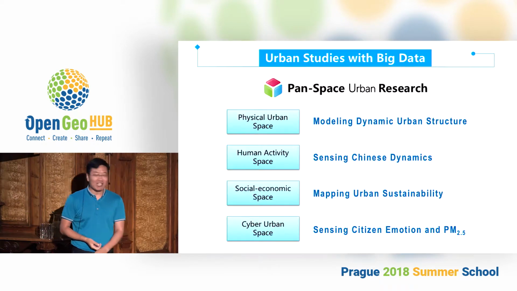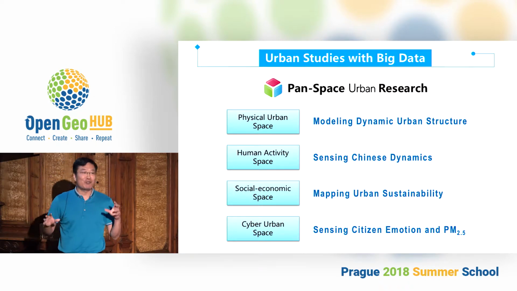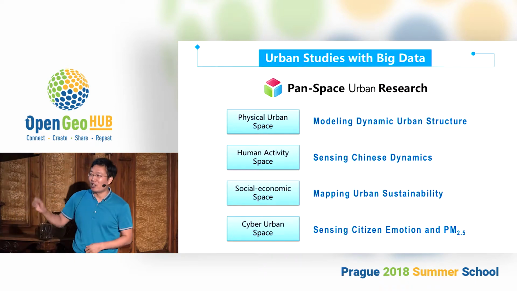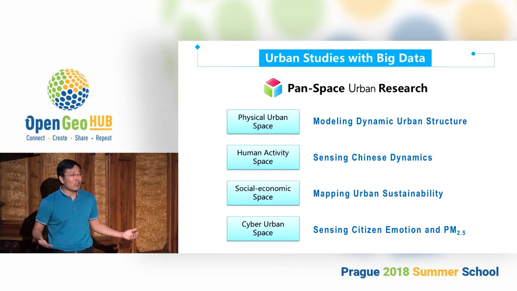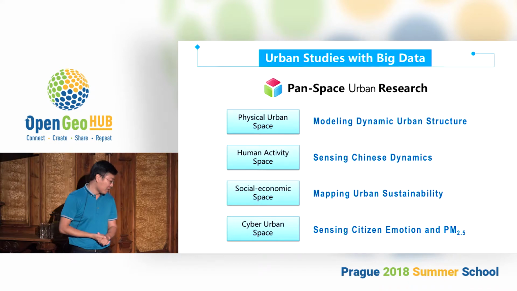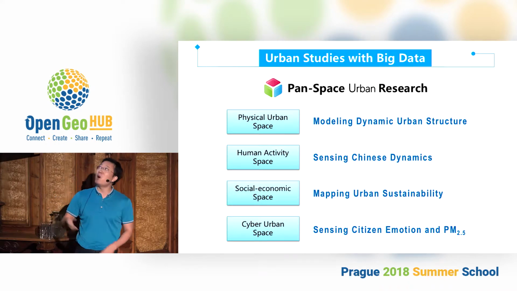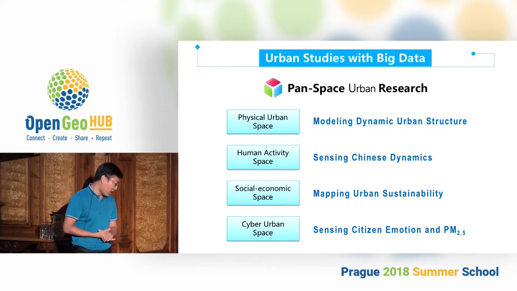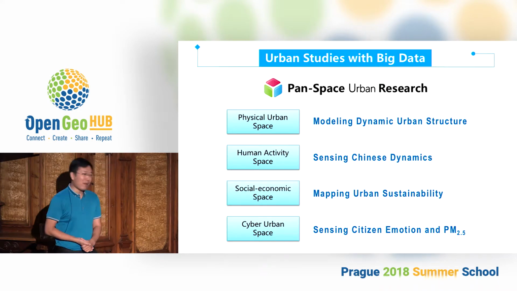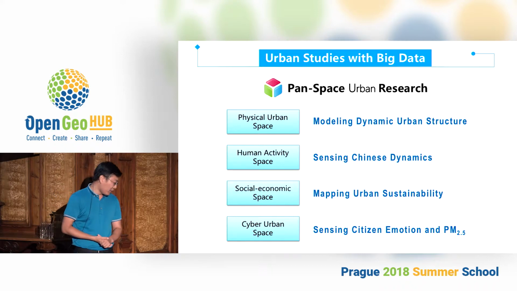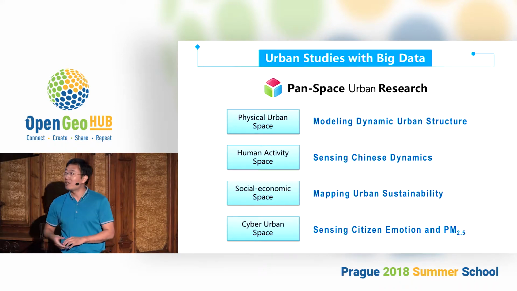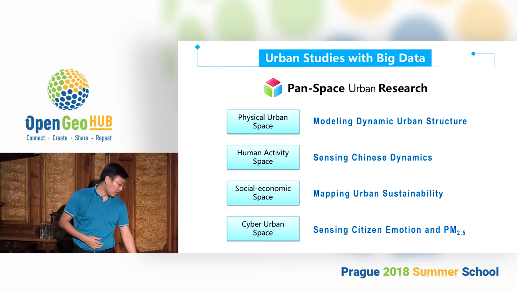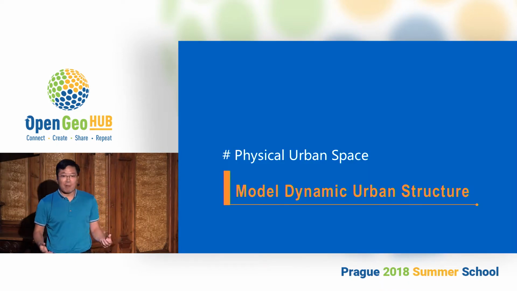After this kind of introduction framework, I want to introduce some specific research that I carried out in the last 3 years. The first one is about modeling the dynamic urban structure in the physical urban space. The second one is about sensing the Chinese dynamic. The third one is mapping urban sustainability. The last one is sensing citizen emotion and PM 2.5. I will cover them one by one.